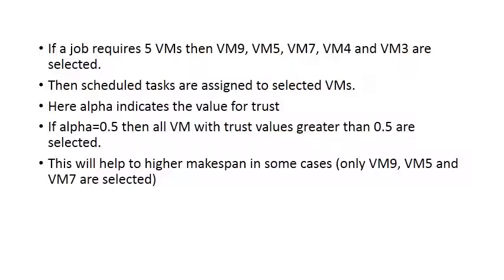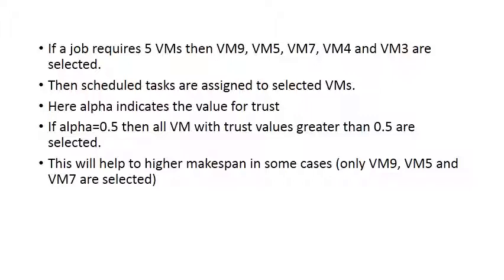Here alpha indicates the trust value. If we choose 0.5 for the alpha value, then only the machines having a value greater than 0.5 are selected. This will help improve the makespan, that is, higher throughput in some cases. The disadvantage is that if we increase the alpha value, we will get only a few virtual machines for the process. Though it helps to guarantee our result, we will get only limited virtual machines.